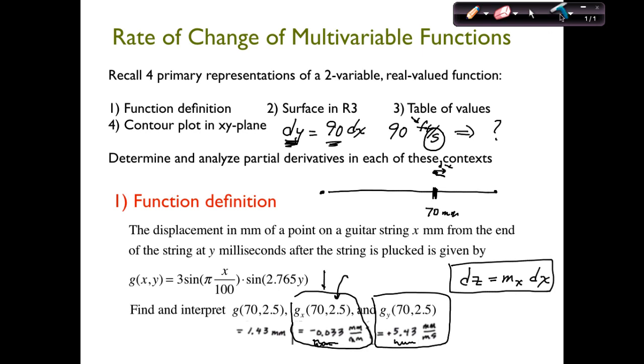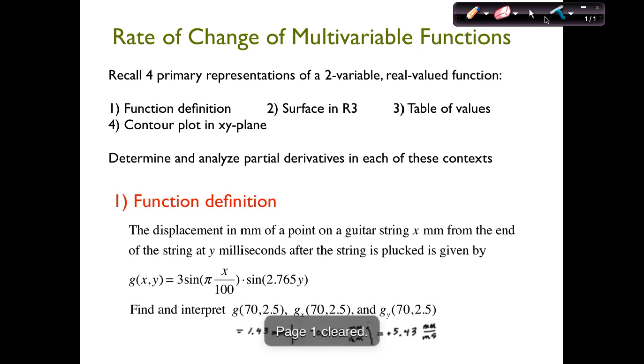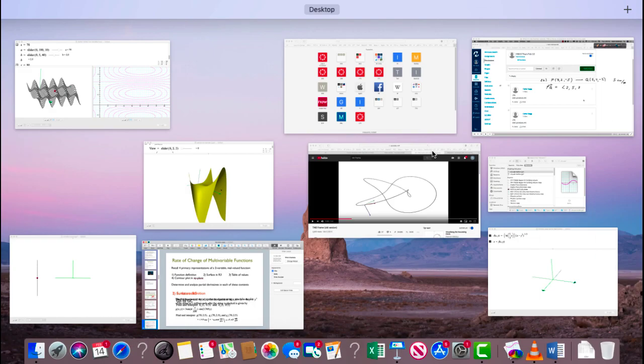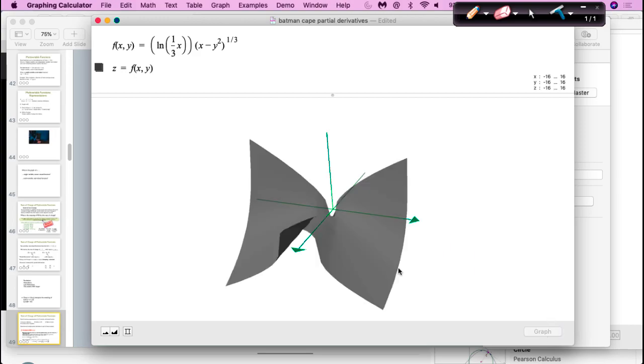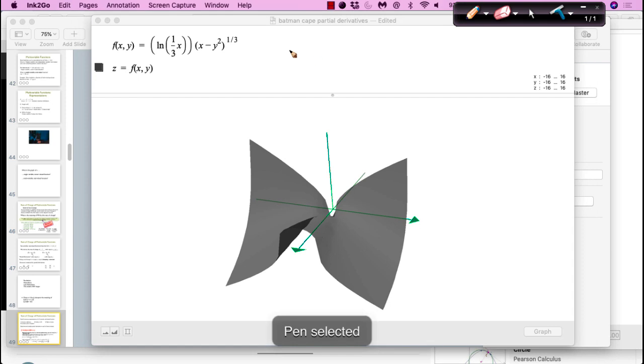Here we go. So let's practice a little bit more of the partial derivatives, doing the formulas. So I told you the theme today was Batman. So here's the Batman function up there: ln of 1/3 x times x minus y squared to the 1/3. So we want to find the partial, write out the function for the partial with respect to x, and the partial with respect to y.